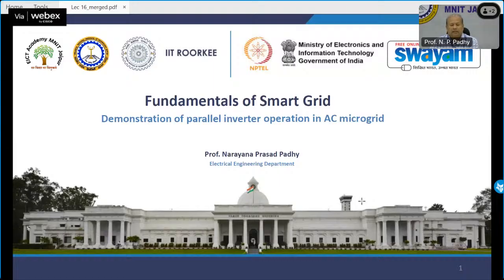How do we handle a microgrid's inverter operation? We do many analyses, but there will be something else happening in the microgrid that we are not aware of. So this is one of the deeper understandings of inverter parallel operation.